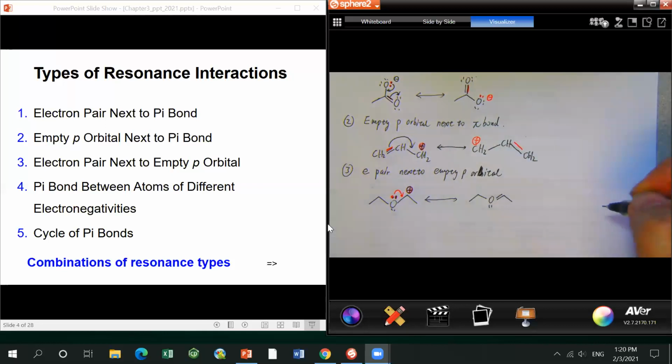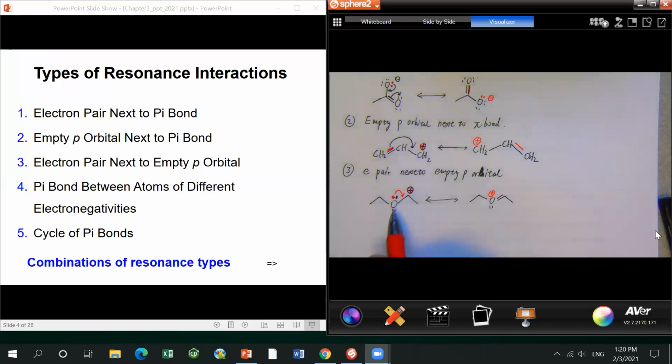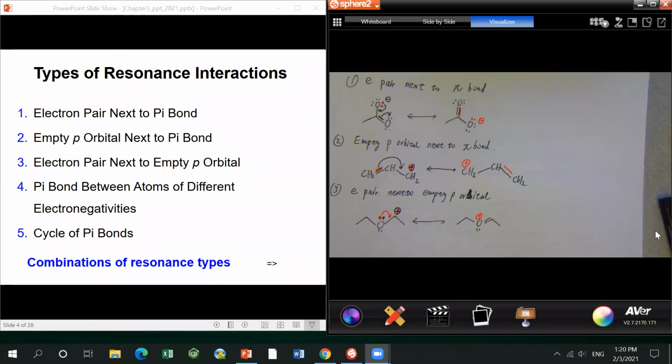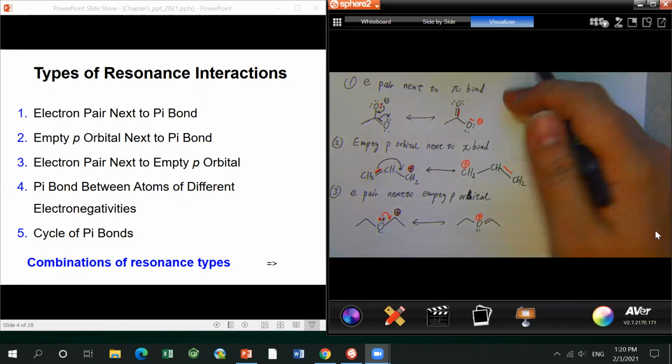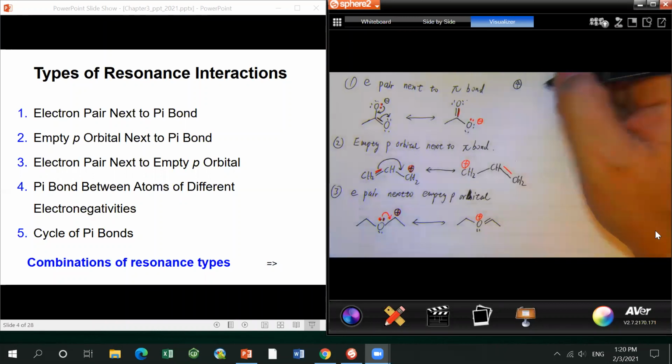Something like this. This time, keep in mind that the charge will end up on the oxygen, because the original neutral oxygen now has to share one pair of electrons with this red carbon, and the red carbon becomes neutral. So that's the third case. To put it all together, I'll put the fourth one here: a pi bond between two atoms with different electronegativity.